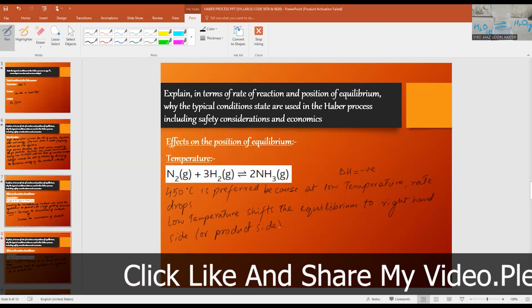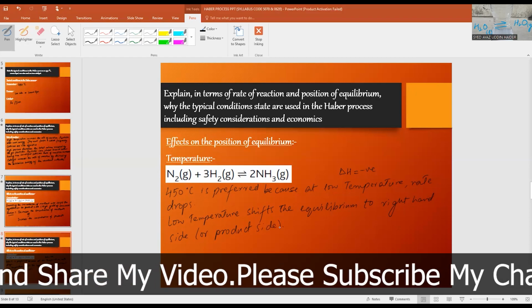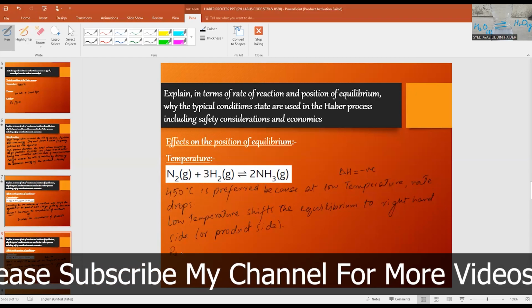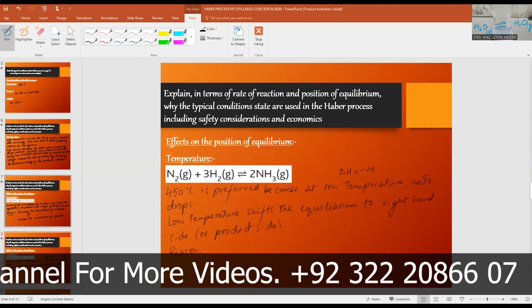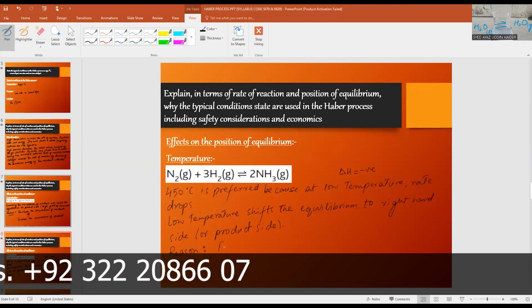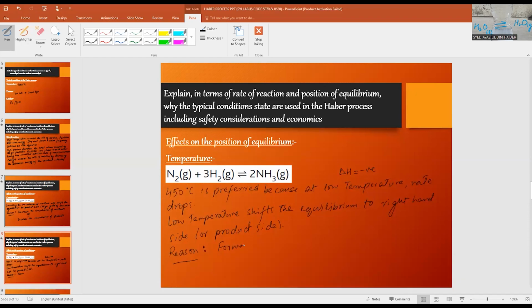Reason will be either forward reaction is exothermic or backward reaction is endothermic.